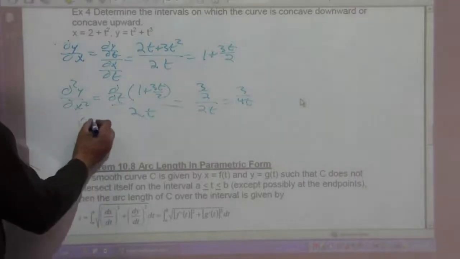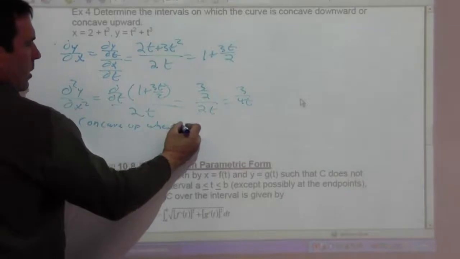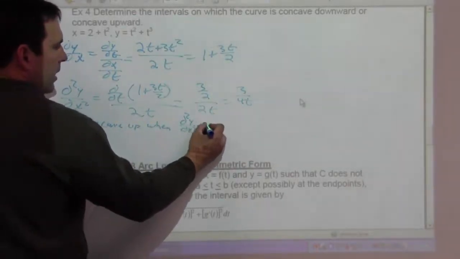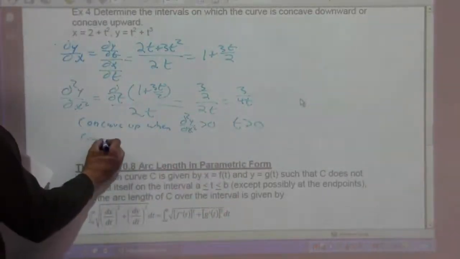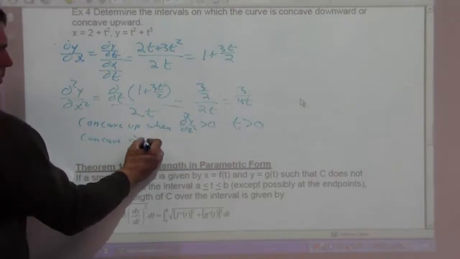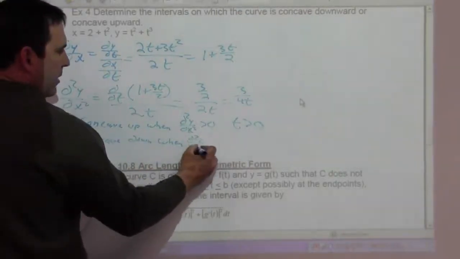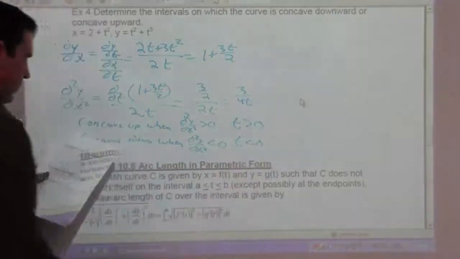Now this is concave up when our second derivative of y with respect to x is positive, so that's whenever t is positive. It's concave down when the second derivative of y with respect to x is negative, and that's where t is negative.